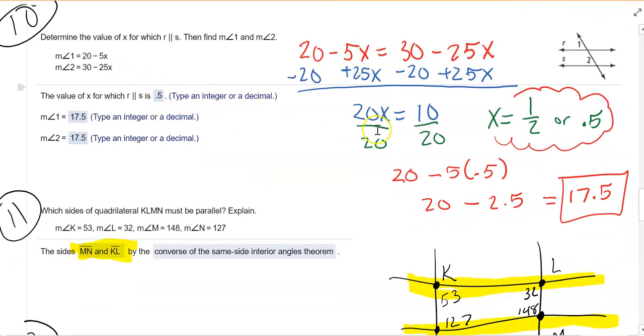Same thing is going to happen with 10. I set them equal to each other and solve. I get 1/2, but it says it wants it as a decimal. Therefore, I put 0.5. I plug it back in to find out the values of both of the other angles, which is 17.5.